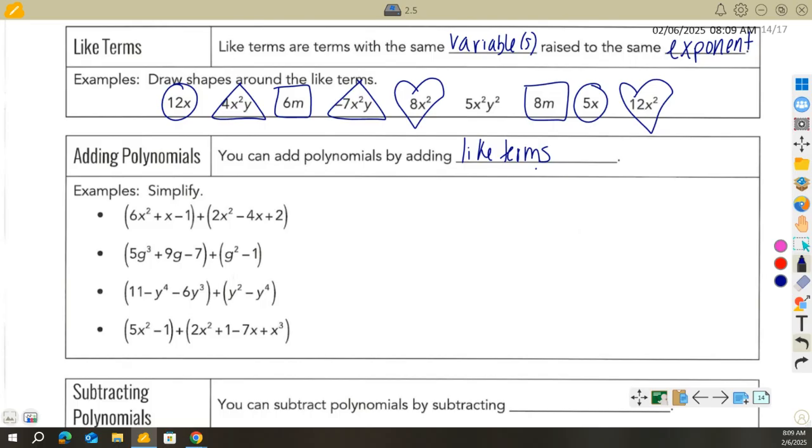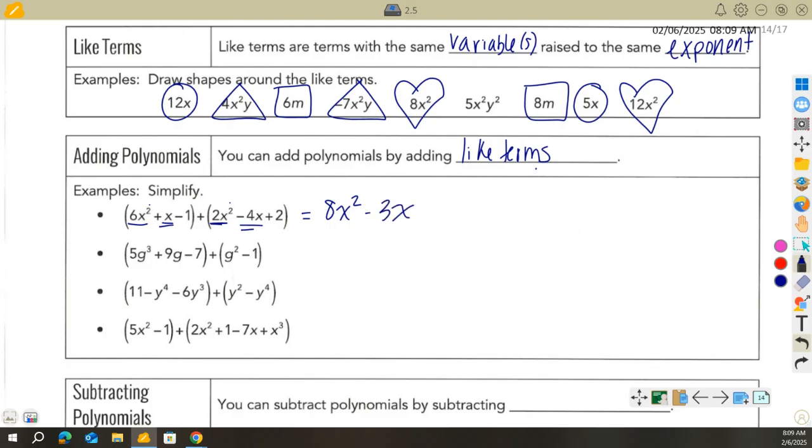So when we're adding, we're looking for our like terms. So 6x squared plus 2x squared, we're going to add our coefficients to each other. We want to keep it in standard form, so we want to make sure our term with the largest exponent goes first. So 6x squared plus 2x squared is 8x squared. And then I have x minus 4x as my next two like terms. So x minus 4x gives me negative 3x.